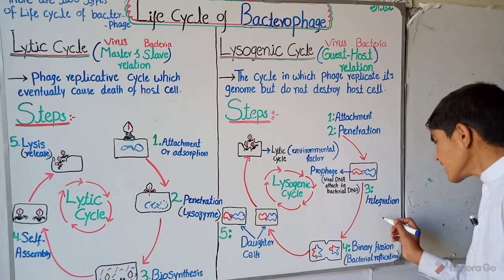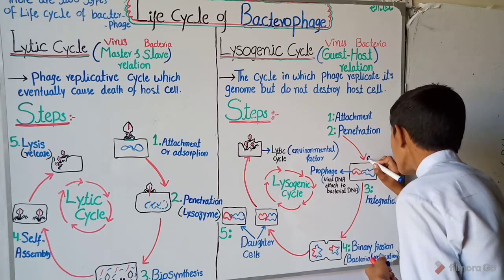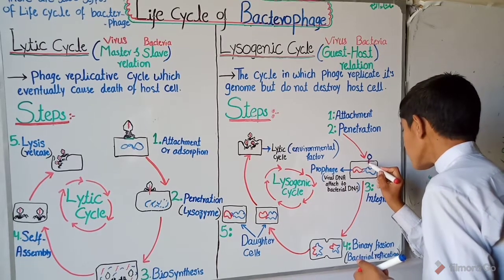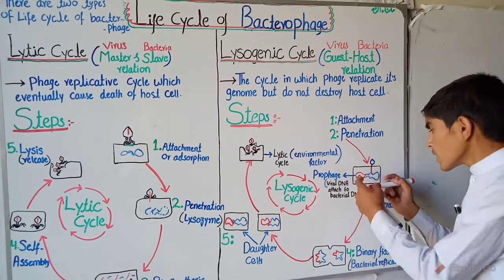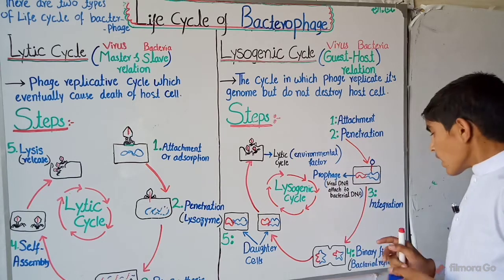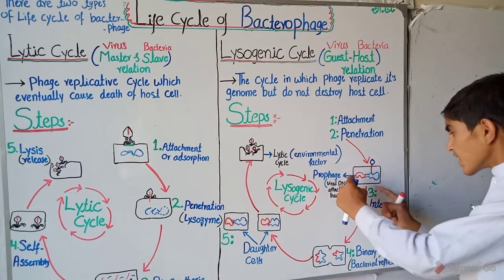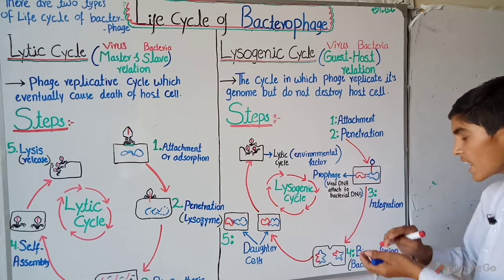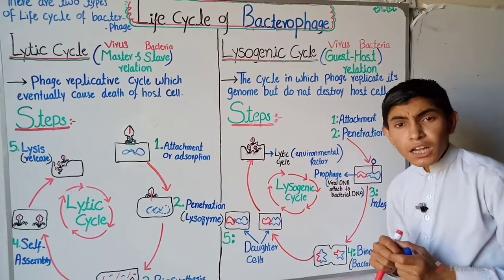It is called integration. In this step, suppose this is the virus, and the virus enters its genome into the bacterial cell. Now the genome of the virus will be attached with the bacterial genome. This is then called a prophage. Prophage means the viral DNA attached to the bacterial DNA.